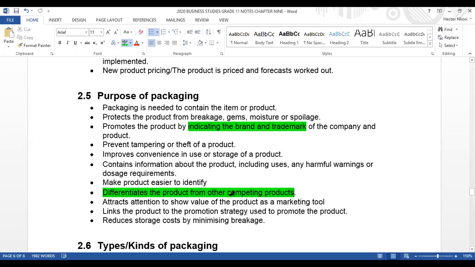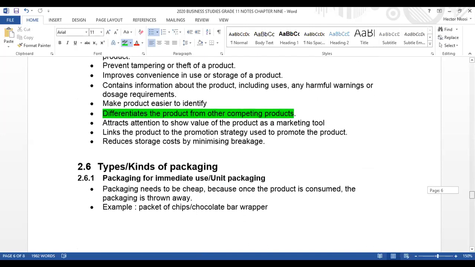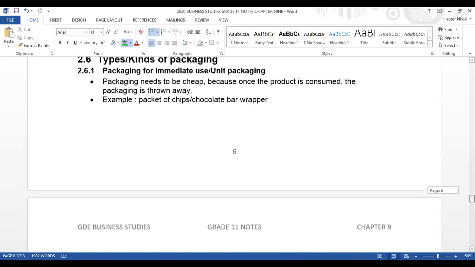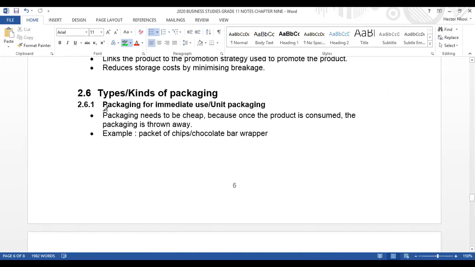Also, you need to look at the last bullet points. They link the product to the promotion strategy used to promote it. Also, packaging reduces the storage cost by minimizing breakage. All right, boys and girls, now I want us to look at the types or kinds of packaging. Let's start with packaging for immediate use, or unit packaging.